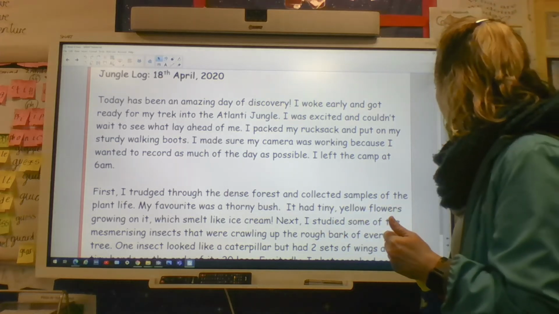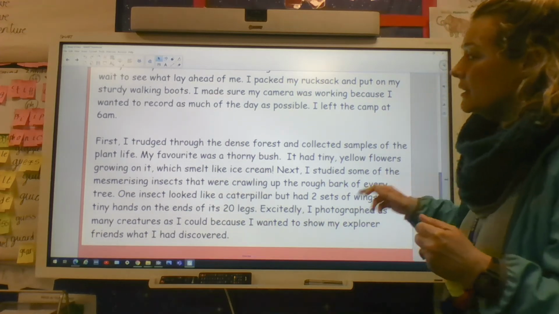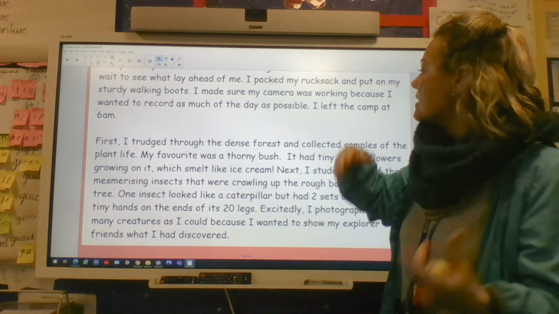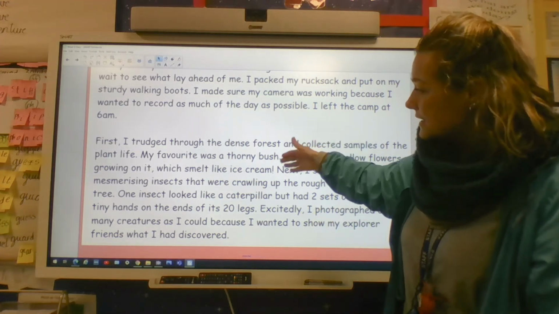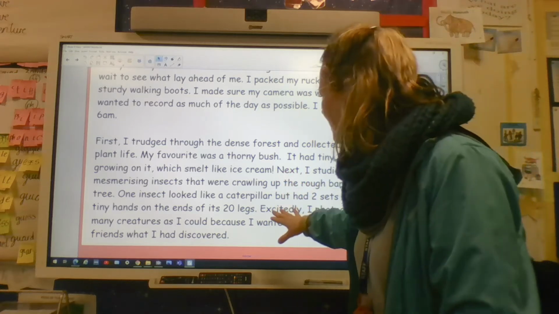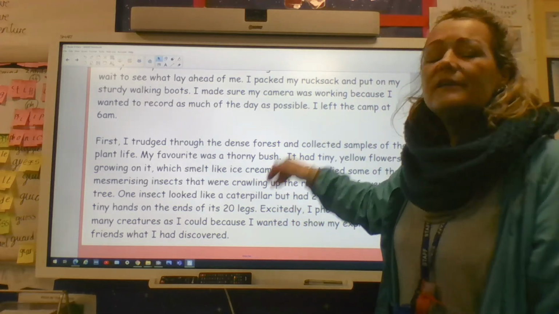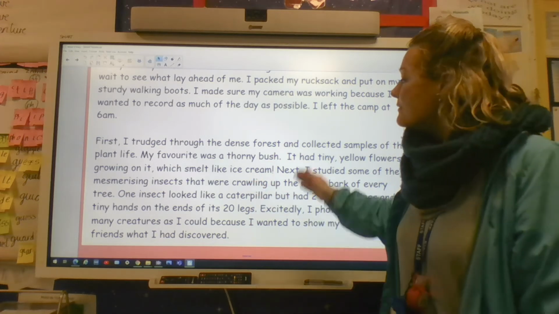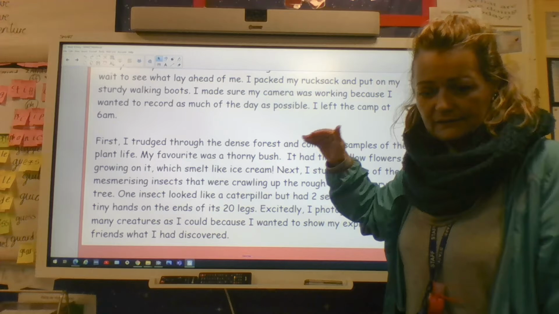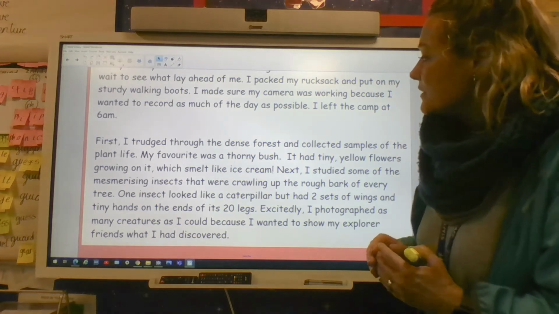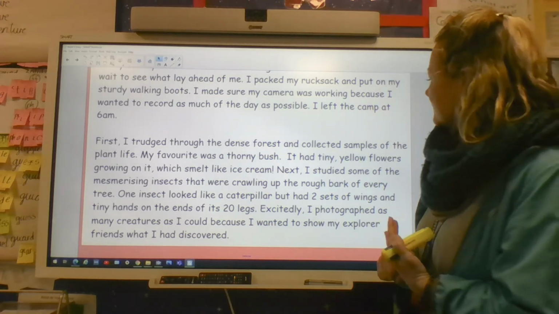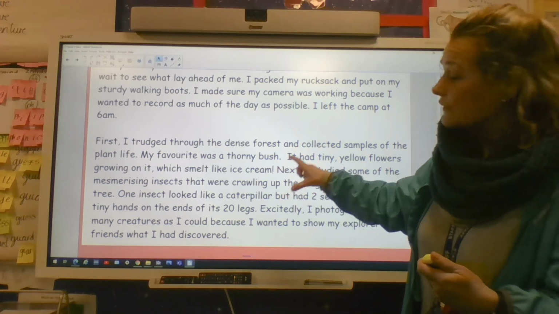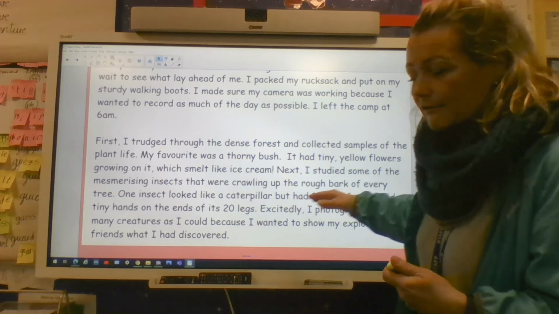So the second paragraph, as we look down, begins with one of our time words. First, I trudged or I walked, I went through the forest, I did this, that smelt like ice cream, one insect looked like this. This is where you can put your description and your details. So the second paragraph, this is where the explorer is coming across strange looking animals or insects and having their experiences, so different events. So 1 or 2 events in this paragraph.